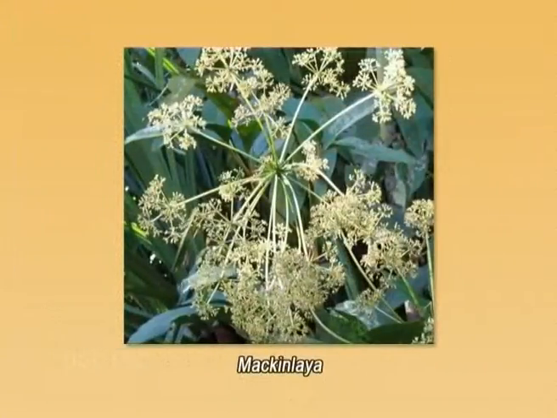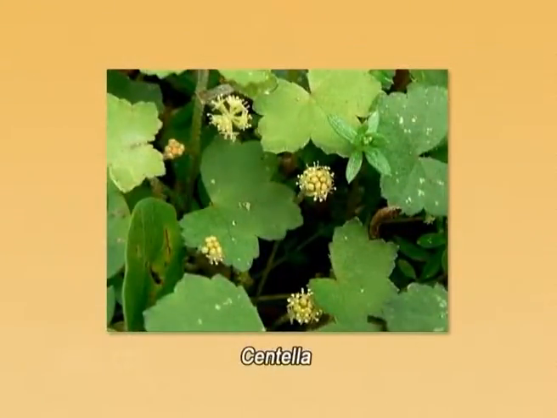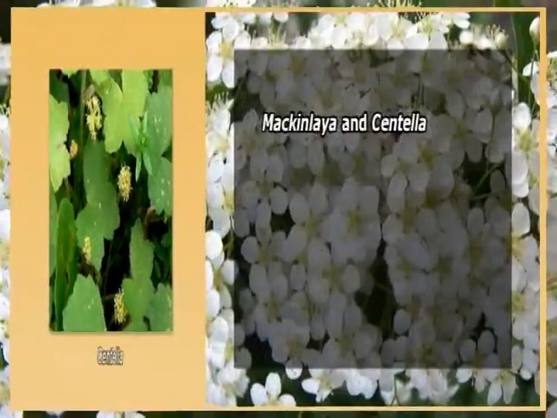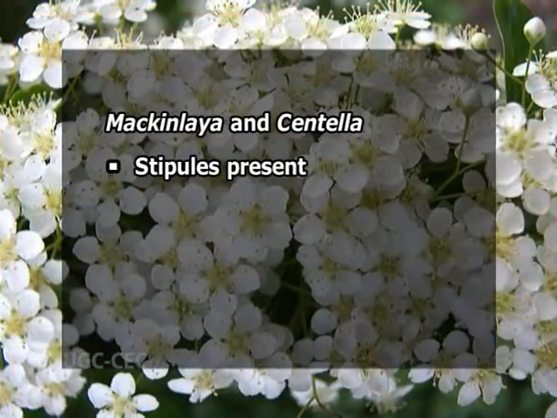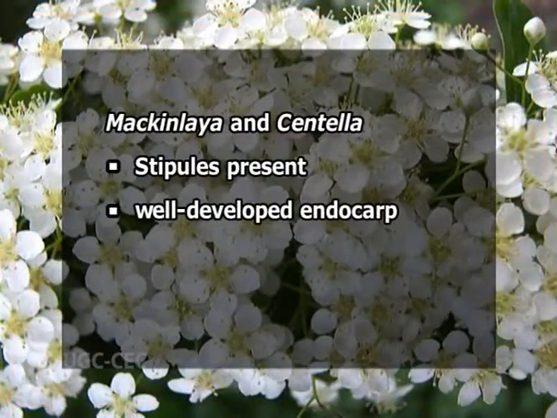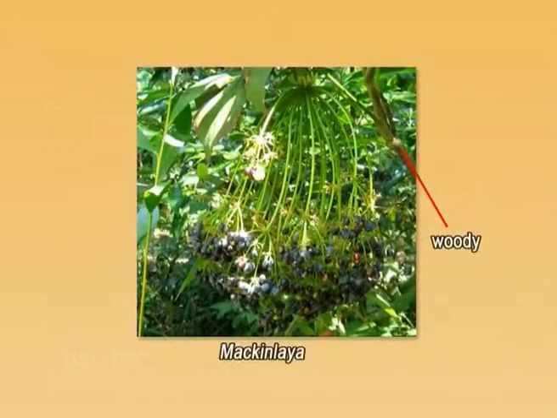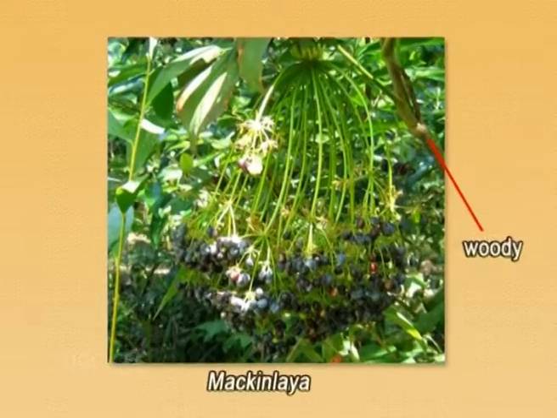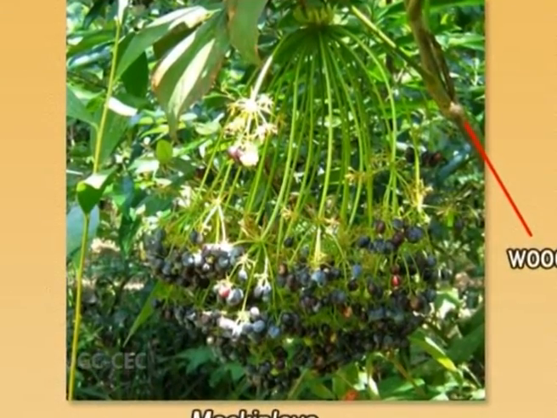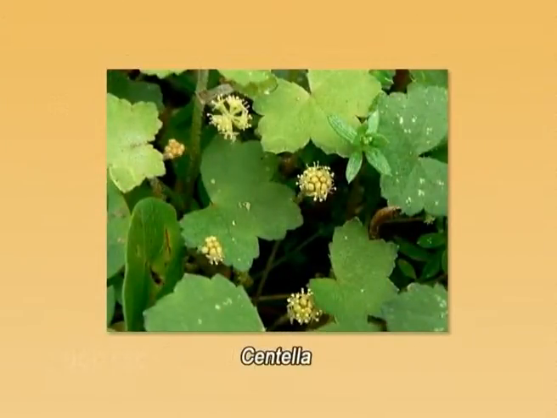Mackinlaya and Centella are anomalous. Both the genera have stipules and a well-developed endocarp, but they lack oil cavities, that is the vittae, in their fruit. Nevertheless, Mackinlaya is a woody genus and is similar to Apiaceae in many features, while the related genus Centella is herbaceous and has a schizocarpic fruit.